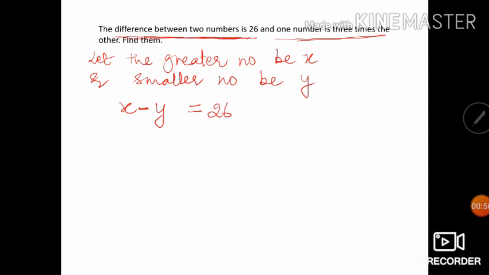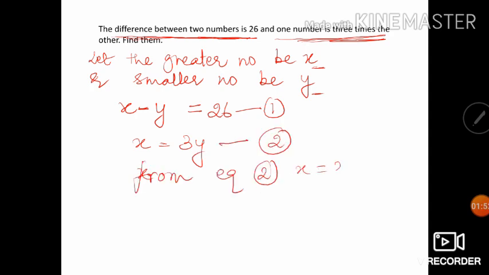Difference between two numbers is 26. Mark this as 1. And one number is 3 times the other. So which number will be 3 times the other? Obviously the greater number has to be 3 times the other number. So x equal to 3 times y is your second equation. From equation 2, x is equal to 3y. So we will substitute x in equation 1.